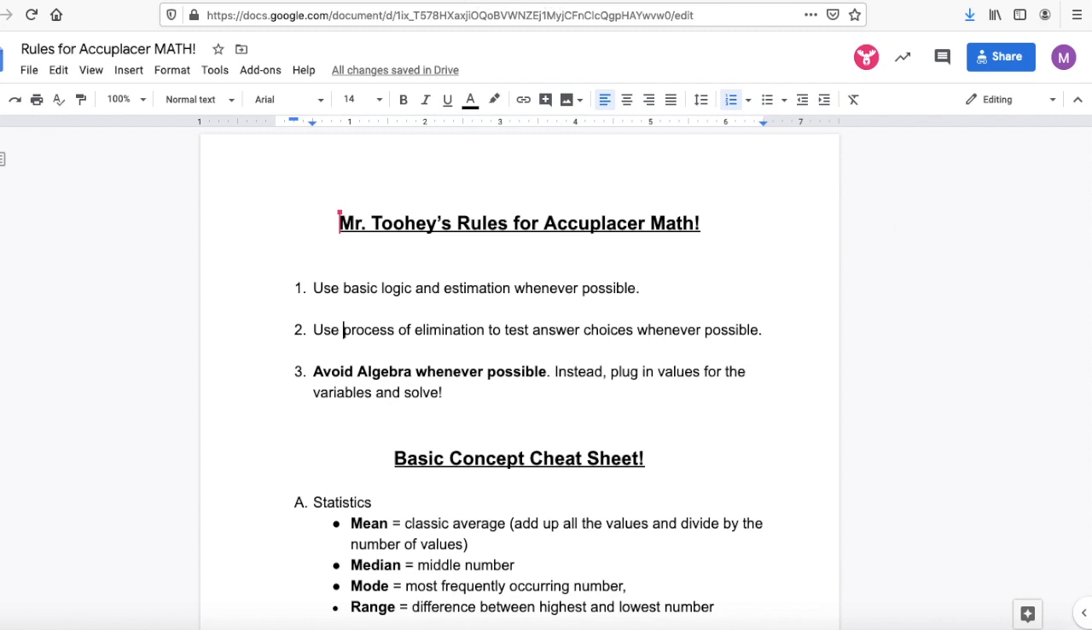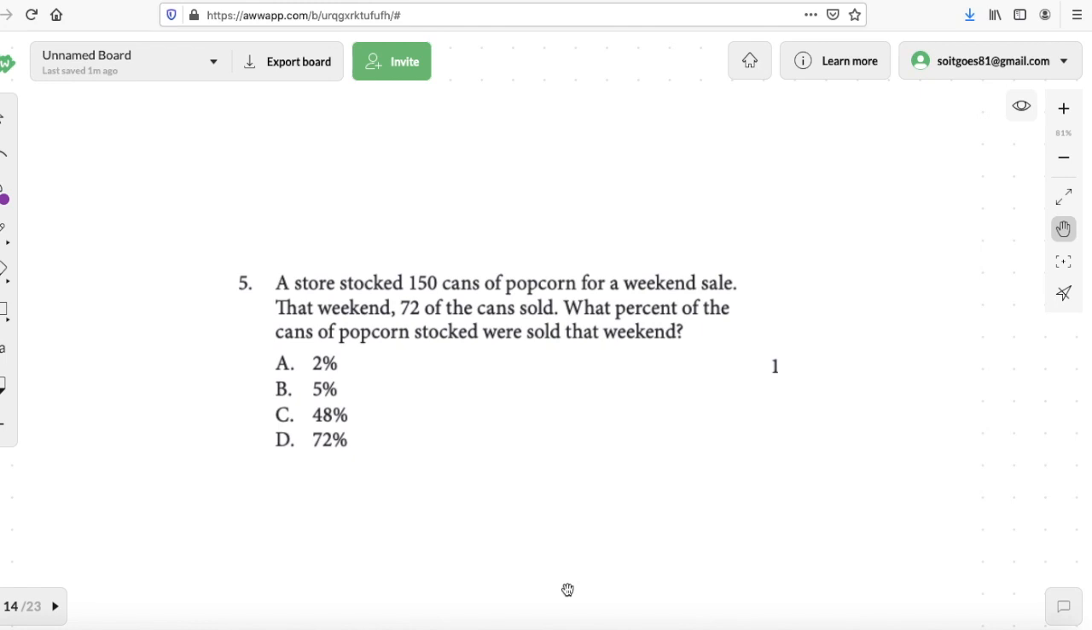Let's do it here. I just need to emphasize that, because it's tempting to go right into the math. And I don't want to. I want to start with basic logic. I want to start with basic estimation, start getting rid of some bad answer choices here.